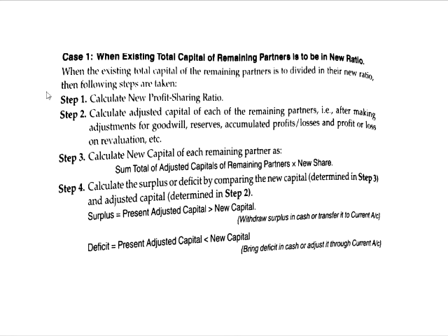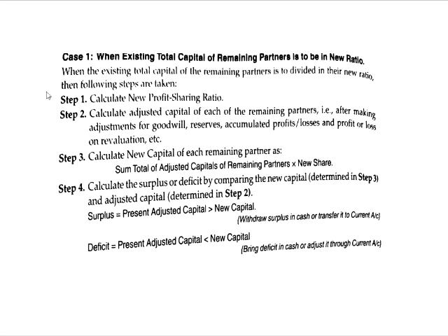This is your second step. And step 3, you just calculate the new capital of each remaining partner. How will you get the new capital? You simply sum the total of the adjusted capital of the remaining partners, and then you distribute it in the new ratio. So this is our third step.